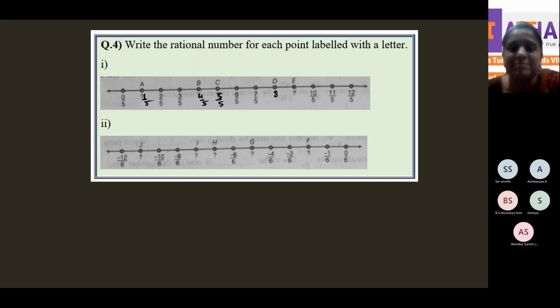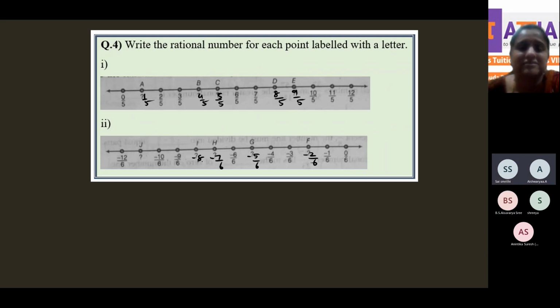Then 8 by 5, 9 by 5. Very good. Here, minus 11 by 6. Let's come from 0 by 6, minus 1 by 6. What is this? Minus 2 by 6. And here G, minus 5 by 6. H, minus 7 by 6. And the next one is minus 8 by 6. Minus 11 by 6. Very good.